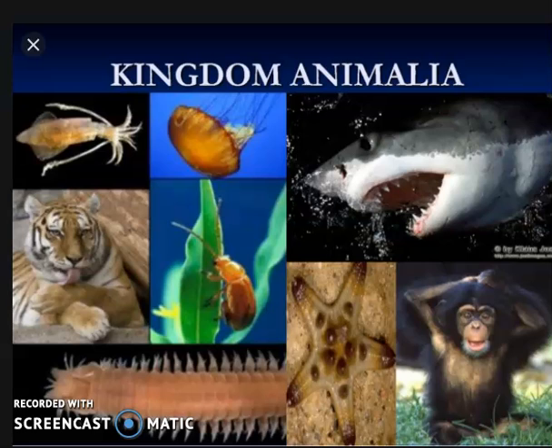Holozoic nutrition is a mode of nutrition in which the food is taken in solid or liquid form from outside and can be easily digested. They are multicellular eukaryotes. Eukaryote means they have a well-developed nucleus along with a nuclear membrane.